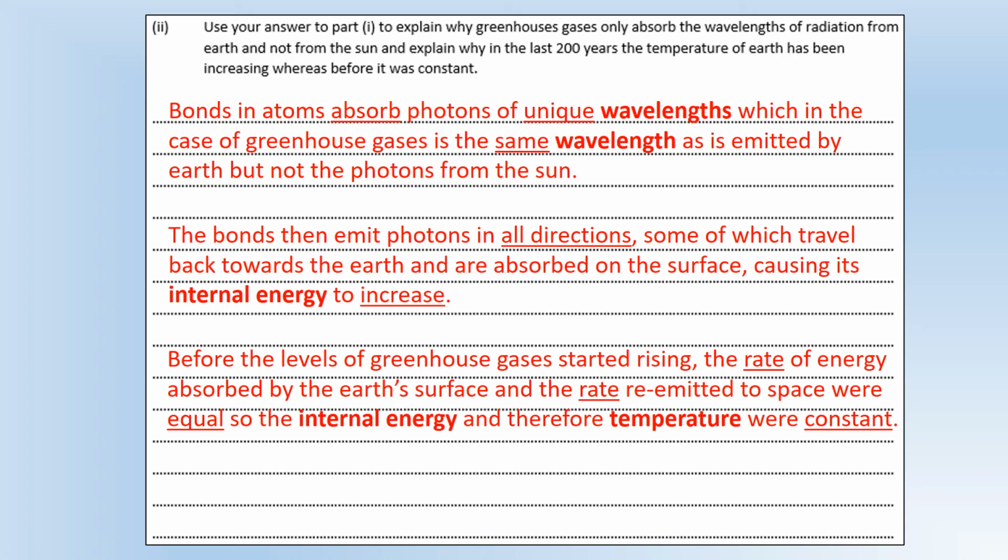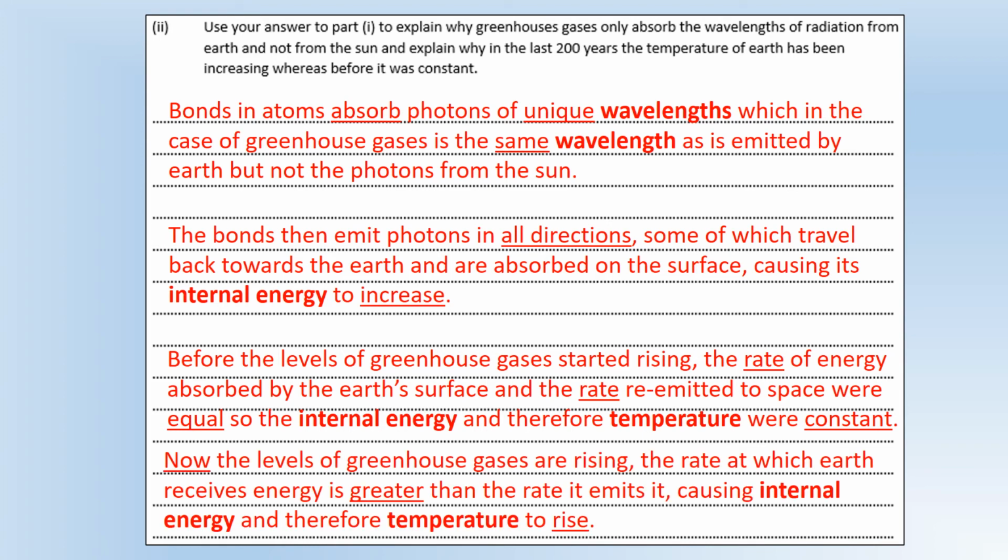So before 200 years ago, the Earth was in a nice balance. The rate of energy absorbed by the Earth's surface, both from the sun and also from this kind of reflected radiation, if you like, was equal to the rate it was re-emitted to space. So the internal energy and therefore the temperature stayed constant, at least on average.